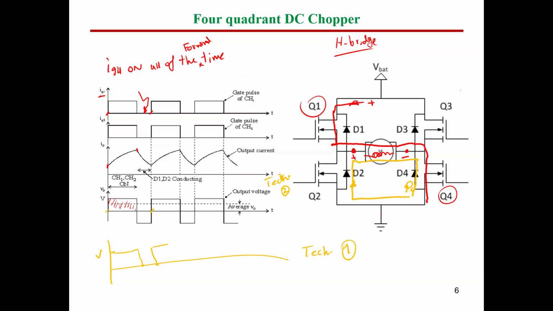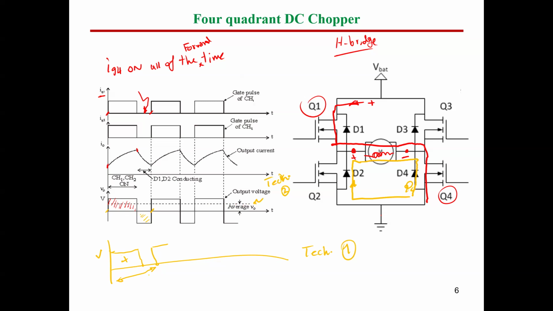Why? Because here you have positive area only. So the average during one complete cycle will be higher compared to this technique, because here the negative part will reduce the overall average volt. As you can see, guys, this is the average volt in this case. But here it would be higher because you don't have a negative sign.